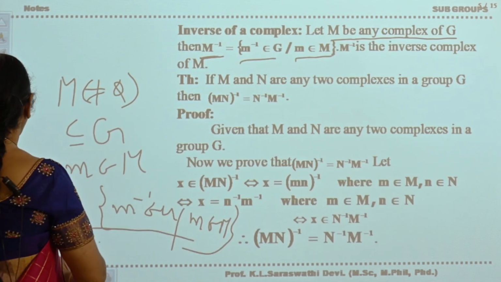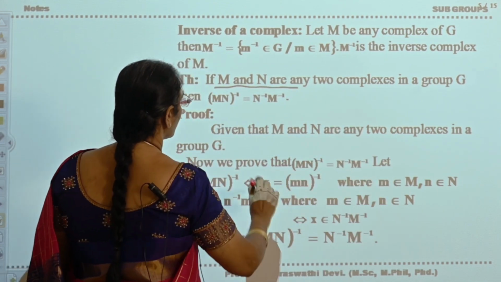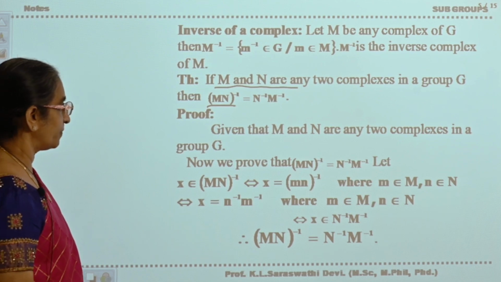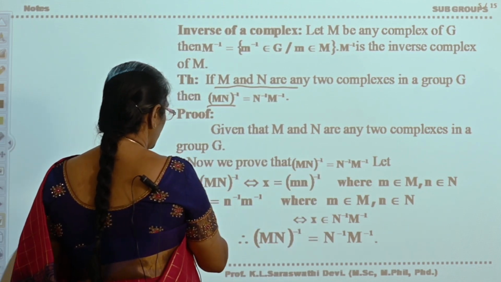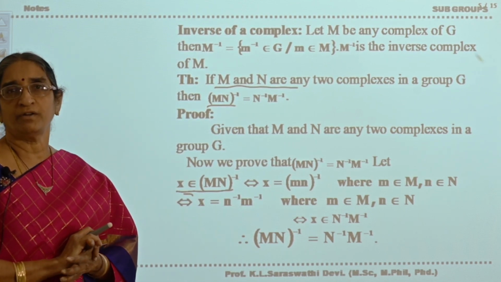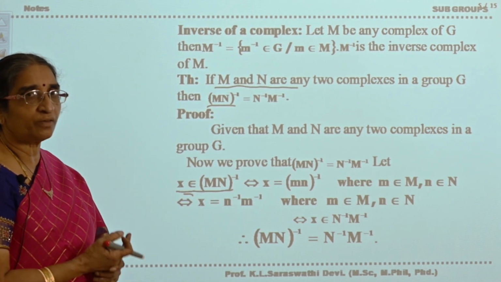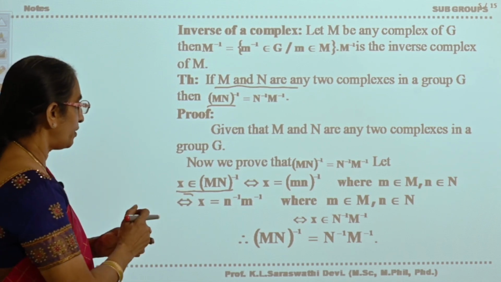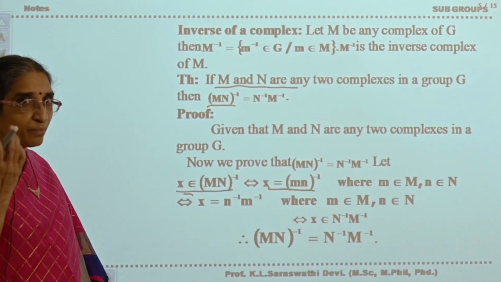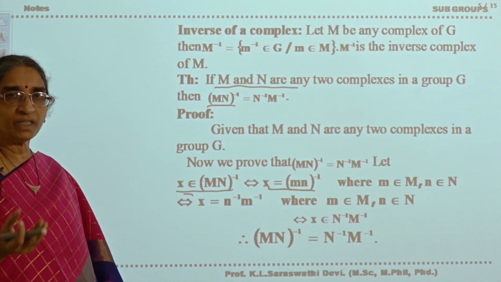See here. That is the inverse of the product of the complexes. If M and N are any two complexes, (MN) whole inverse is equal to N inverse M inverse. It is very easy to observe. Now how have you taken it? Suppose x belongs to (MN) inverse. x will be equal to (mn) whole inverse, where m belongs to capital M, n belongs to capital N, because according to the definition of the product of the complexes, you have written like that. Therefore, x is equal to (mn) whole inverse. What are m and n? They are the elements of G. Being the elements of the complexes of G, they will be the elements of G.